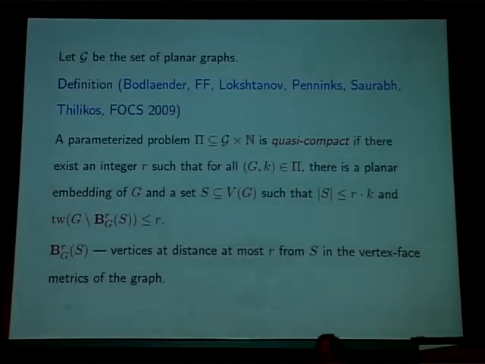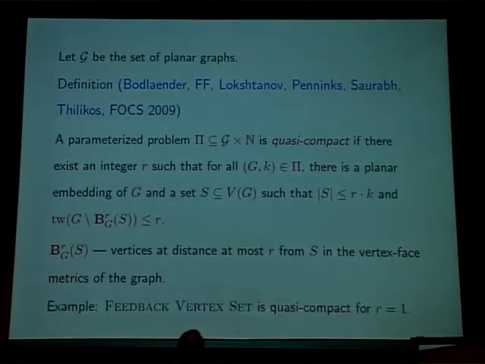But then we realized that even if what remains is not covered but is of constant treewidth, it's still fine, and things can work for that. So for example, a problem which is quasi-compact is feedback vertex set. In feedback vertex set, I want to remove at most k vertices such that my graph is acyclic, or of treewidth 1. This is clearly a quasi-compact problem, not only for planar graphs, because I remove at most k vertices, and what remains is of constant treewidth.